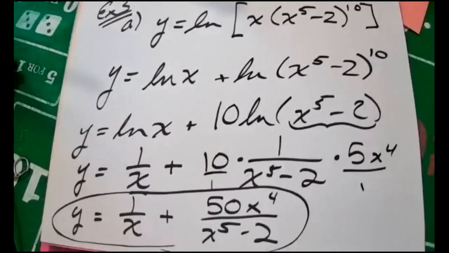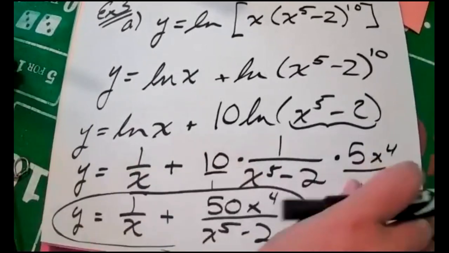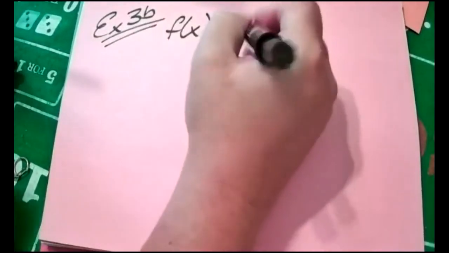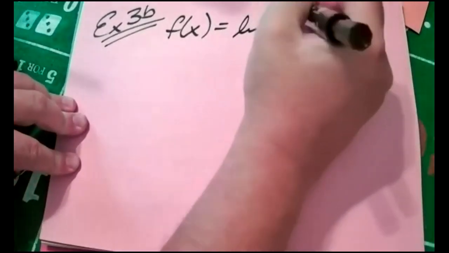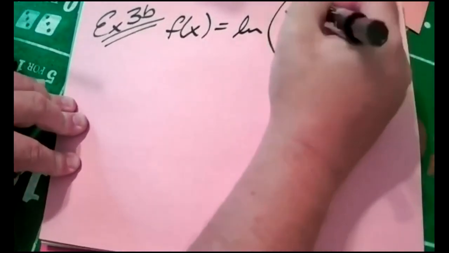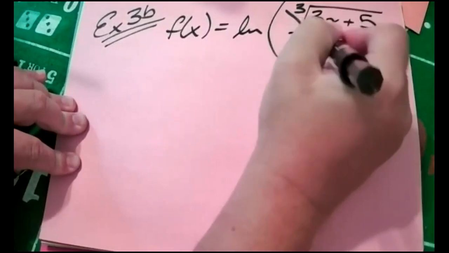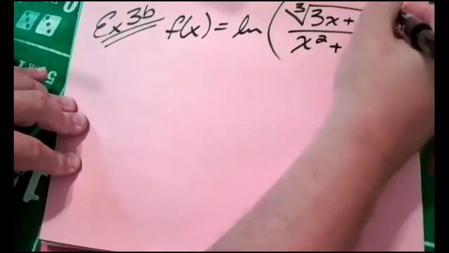Example 3b is very similar, but again, it's going to employ all the different important rules that we've studied about derivatives, so it's going to be a little bit more involved. We're looking at example 3b now, for the function f of x equals the natural log of a big fraction, including a cube root, and the whole thing is to the fourth.